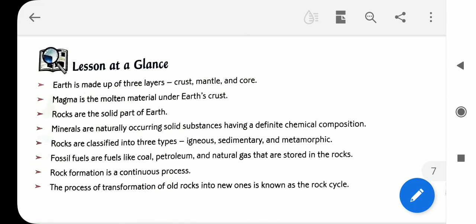After that, lesson at a glance. Earth is made up of three layers: crust, mantle, and core. These are the most important lines you should keep in your mind. Magma is the molten material under Earth's crust. Rocks are the solid part of Earth. Minerals are naturally occurring solid substances having a definite chemical composition.